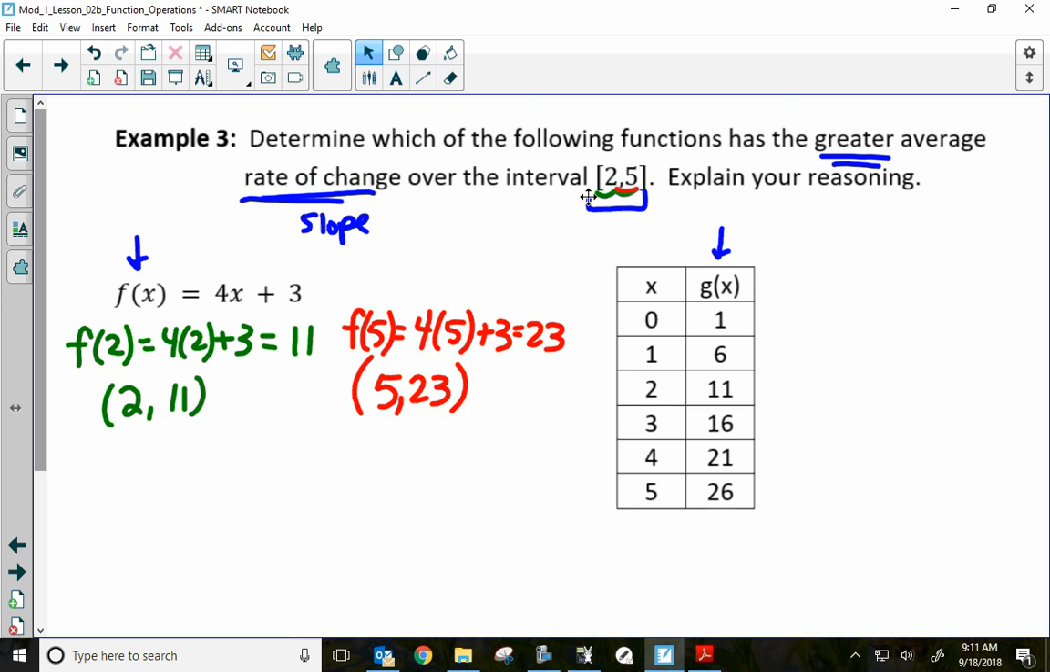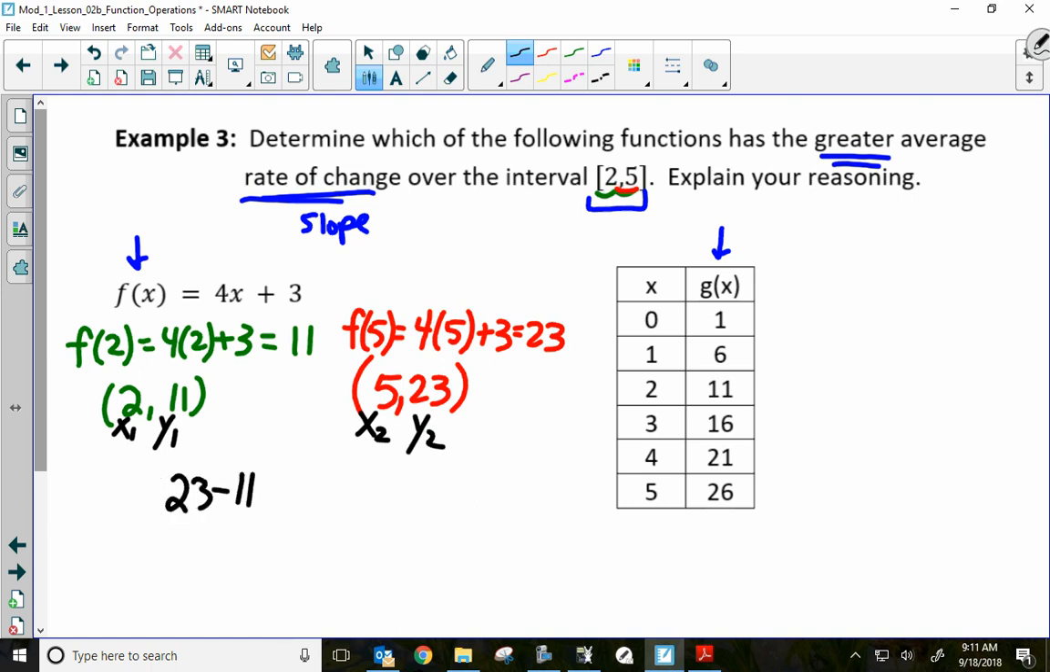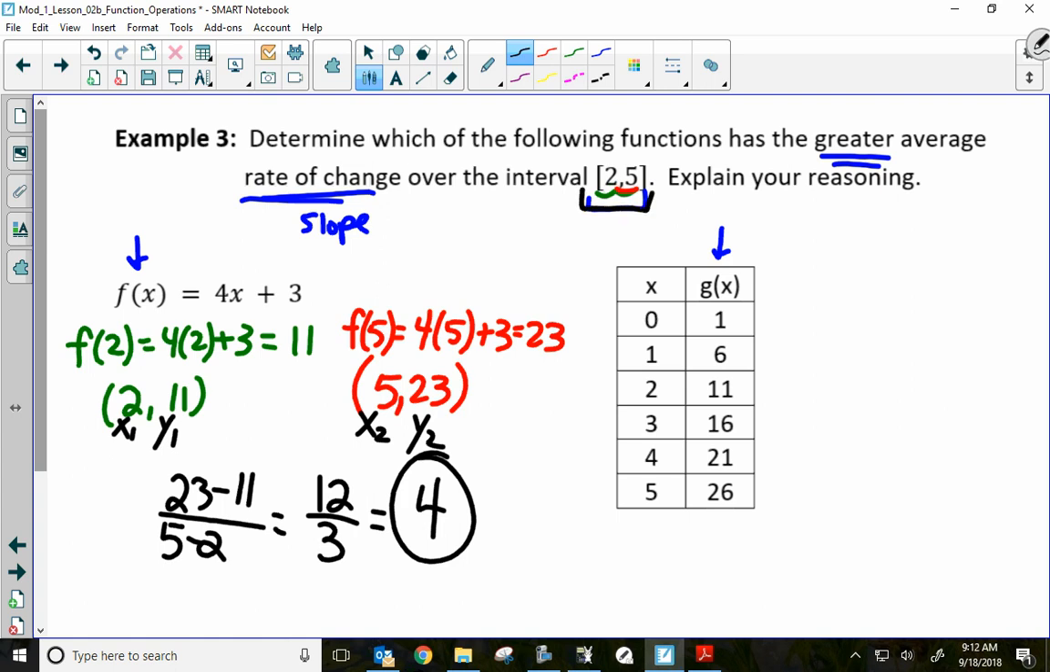Now I have 2 coordinates, all right? x1, y1, x2, y2. I'm going to say 23 minus 11 over 5 minus 2. The top will be 12 over 3. And if I divide that out, it comes out evenly, 4. My slope for the function f of x from the interval 2 to 5 is 4.